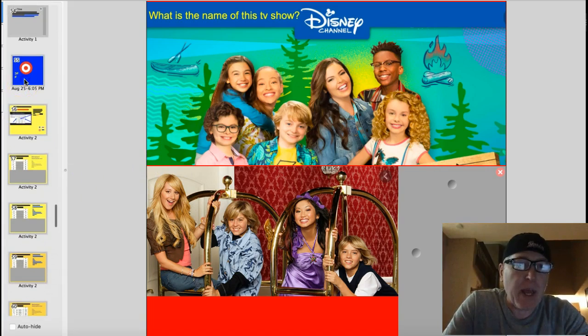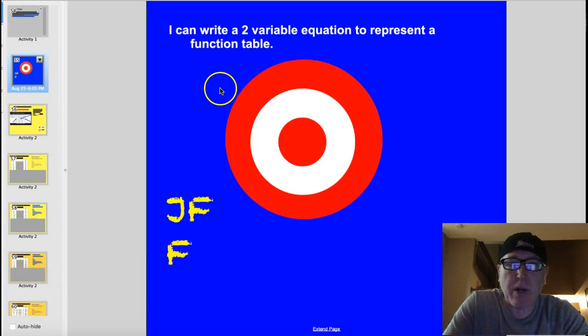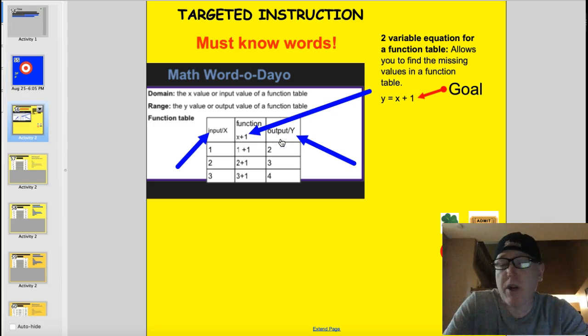All right, let's get back to our target. Officially tonight, we're going to write a two-variable equation to represent a function table. Let's just jump right into the vocabulary. We've been reviewing this stuff. We know this is the domain. It's the input and the x. So domain and range. Remember, range is the output.